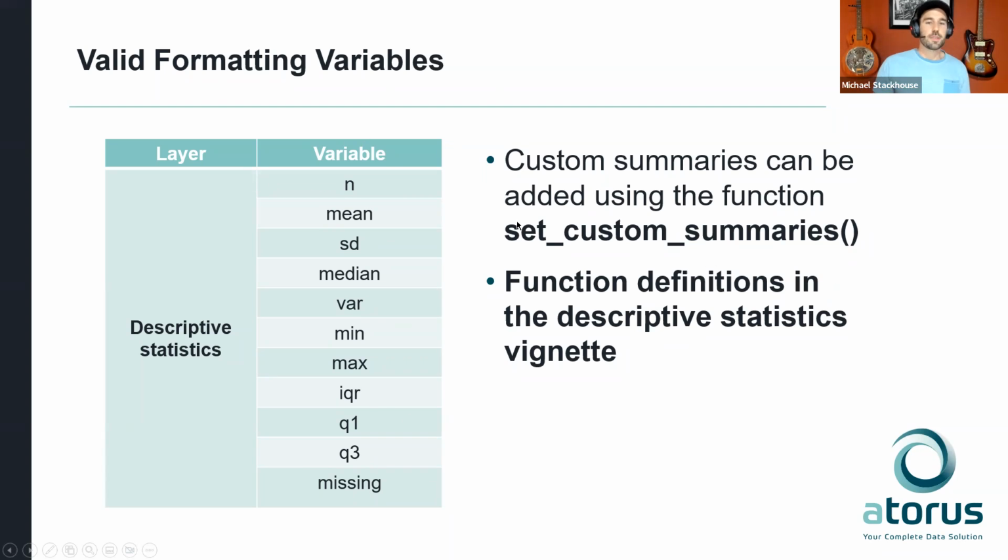Another note is that for descriptive statistics, you can add custom summaries to expand the available statistics that we have here. So you can make your own function, give it a name, and then that becomes a formatable value. The criteria is just that it needs to behave like the median function, for example, or like the mean function, where it takes in a vector and returns a value, so that it can be run on groupings. And then again, the function definitions in the descriptive statistics vignette are available for you to see how it's actually calculated. In this case, var is variance.